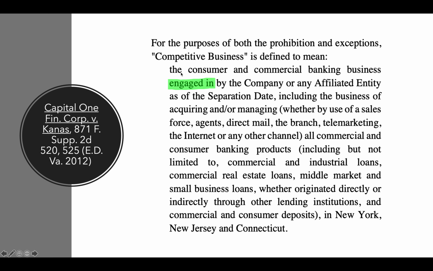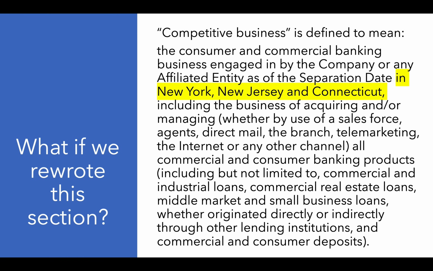So you've got "engaged in by the company," okay, good, "as of the separation date," good, "including the business of," and that's all the parentheticals. Then way down here, you've got "in New York, New Jersey, and Connecticut." So by the time I get there, I'm not sure what was happening. Oh, and then here's language again. Broad language, "including but not limited to," which is helpful. So what I would suggest in this case is moving everything up so that you have "in New York, New Jersey, and Connecticut" right where it probably should be. And then the rest of it is about what is included.